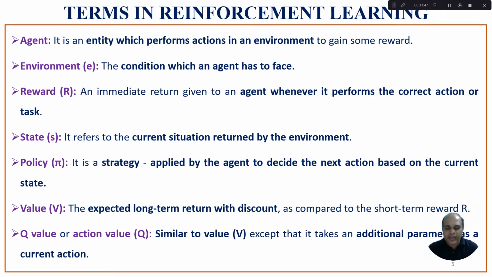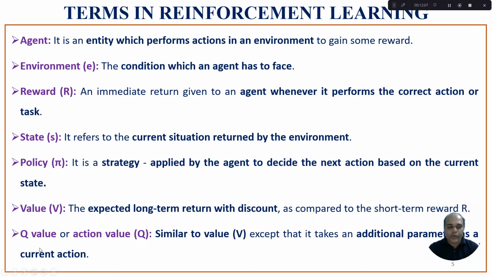So it is something like a long-term measure. If I do certain steps, if I take certain actions, will the robot or agent reach the destination or the final goal? That is given by the value. It's a long-term return with a discounted value.